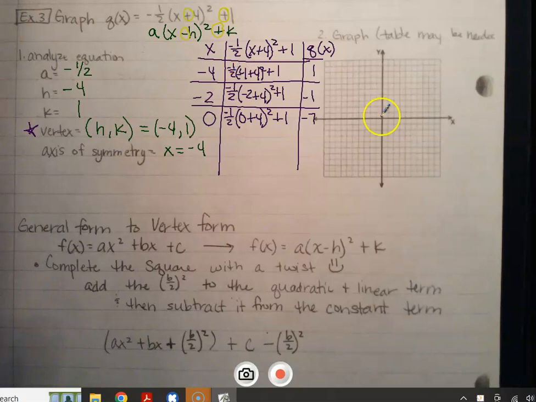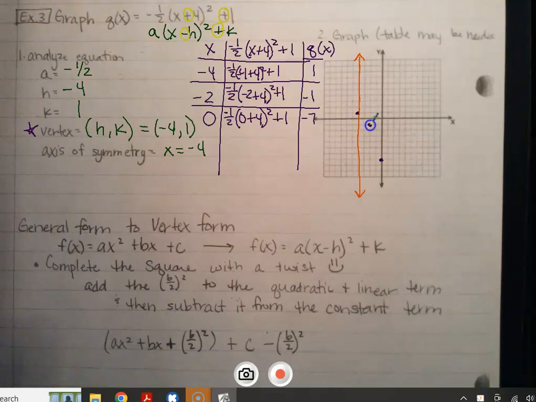So anyway, let's do this. So we've got -4, 1. 1, 2, 3, 4, and 1. And then -2, -1. So 1, 2, -1. And then 0, -7. So 0, 1, 2, 3, 4, 5, 6, 7. Now the cool thing about this is we know our axis of symmetry is -4. So I'm going to draw my axis of symmetry in there. We don't have to solve any more points. We just have to apply the axis of symmetry.